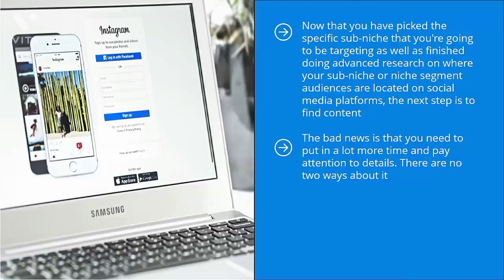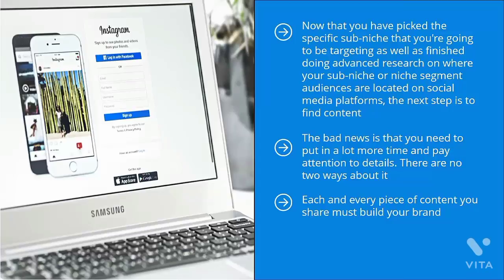You cannot drop the ball when it comes to the quality of the content that you are going to be sharing on your social media accounts. Each and every piece of content you share must build your brand. This is non-negotiable. You can't just pick random pieces of content that somehow, some way has something to do with your niche. That's not going to help you get the right eyeballs. That's not going to help you establish the kind of credibility and authority you need to eventually convert highly specific and qualified traffic from social media into cold, hard cash.